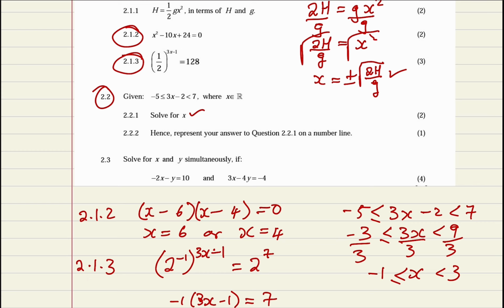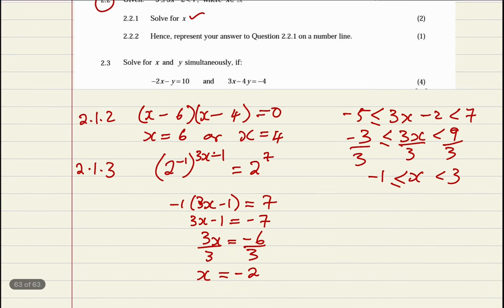Then they said, hence, draw it on a number line. When you draw it on a number line, we will have negative 1 and 3. Then negative 1 will be shaded. Then 3 won't be shaded. Then we join the two. That is how we draw a number line.